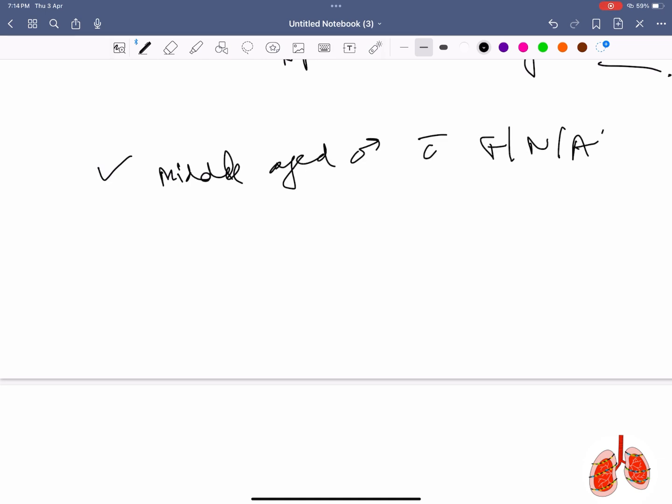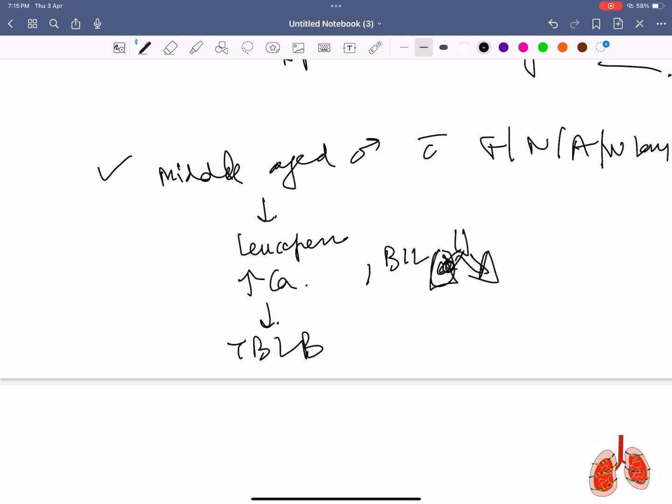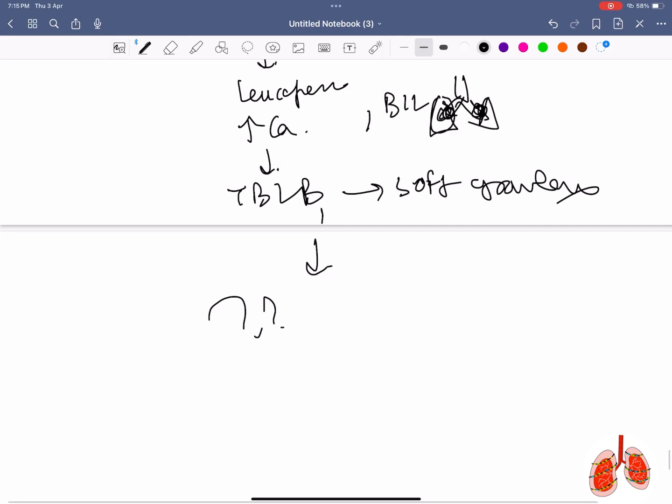Middle-aged male presenting with fever, night sweats, anorexia, weight loss. On examination had leukopenia, hypercalcemia, and bilateral hilar lymphadenopathy. CT showed perilymphatic and peribronchovascular nodules. On TBLB, patient was found to have soft granulomas. Answer is miliary TB.